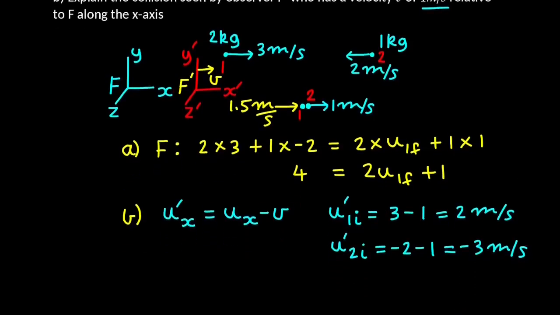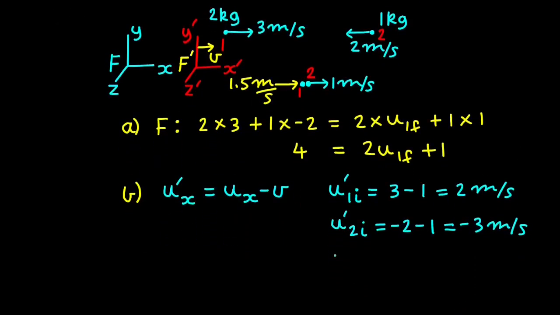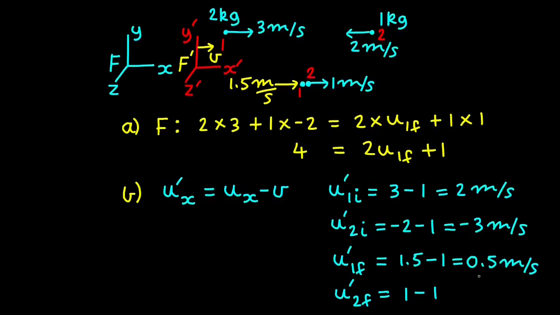And then doing the same for the final velocities according to the primed observer. So we have the final velocity of particle 1 was 1.5 meters per second according to the unprimed observer, minus the velocity of the primed observer, which gives 0.5 meters per second. And we have the velocity of the second particle, according to the primed observer after the collision, is equal to 1 minus the velocity of the primed observer, which is equal to 0.